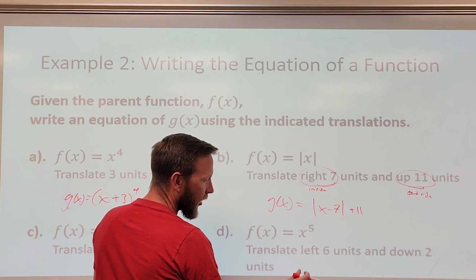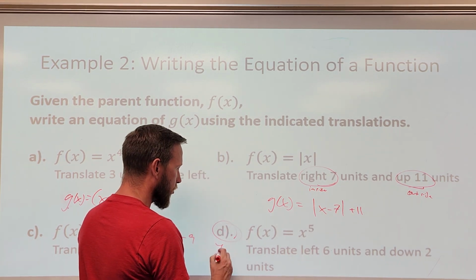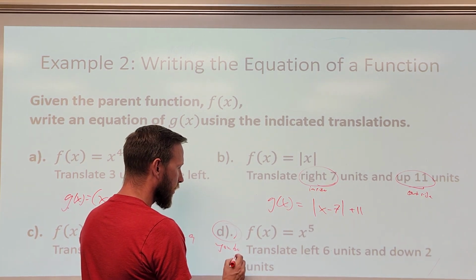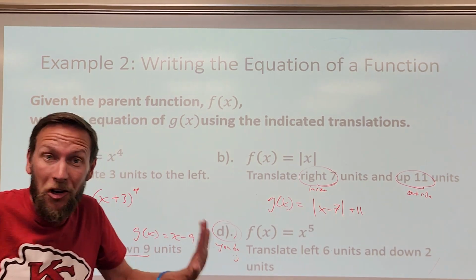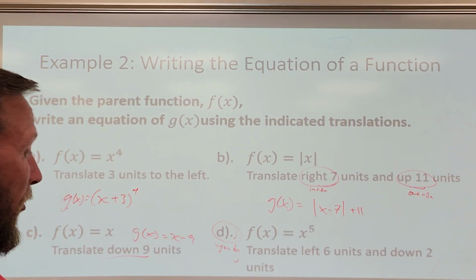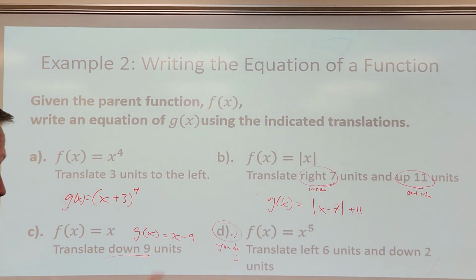Translate left 6 units and down 2 units. I want you to do this. You do. I like when I have you do something, and then that way, if you're wrong, it's okay. Just do it. Just try it. If it's wrong, we'll fix it, and I won't take off points if it's wrong. I just want you to try it. Same with on the last slide. Okay, please do those because those are valuable.